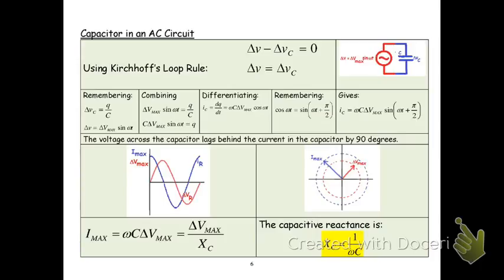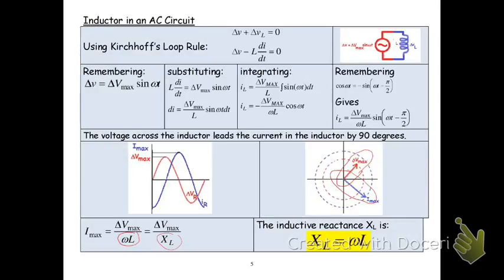If I do the same thing with a capacitor, again, I find that the maximum current does not come when there's the maximum voltage. But here I find that my voltage is behind the current. So that was in front, this is behind.